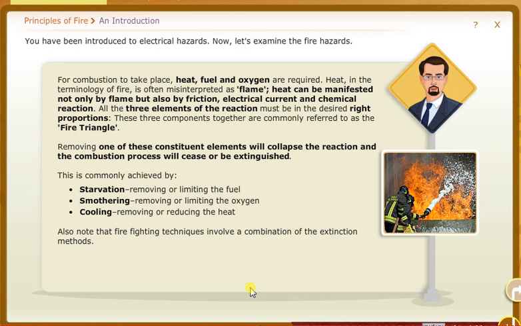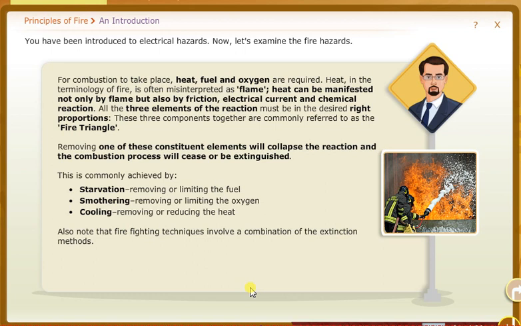All the three elements of the reaction must be in the desired right proportions. These three components together are commonly referred to as the fire triangle. Removing one of these constituent elements will collapse the reaction and the combustion process will cease or be extinguished.